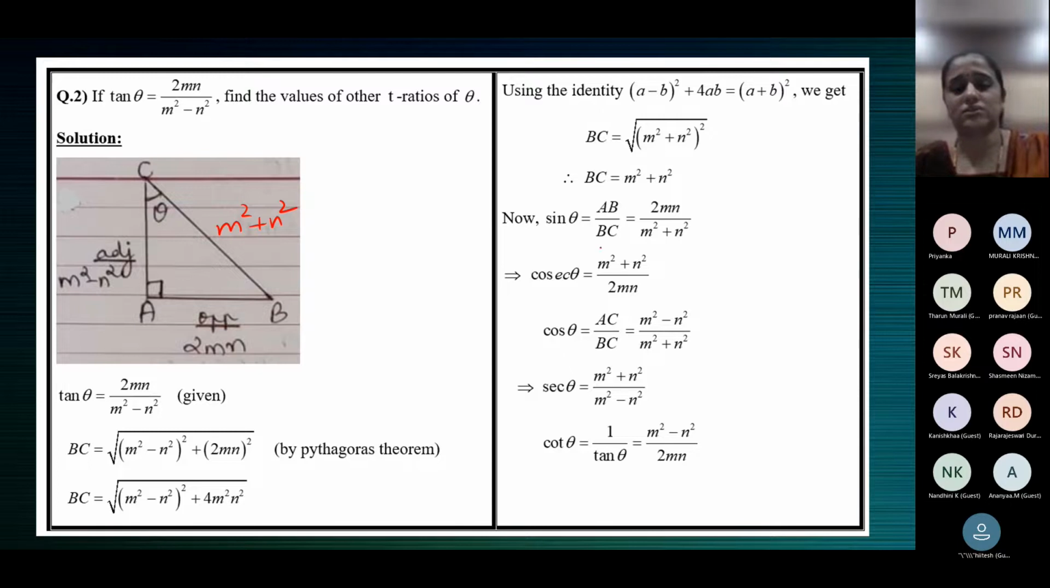Now find the other t ratios. Sine theta is opposite by hypotenuse. Once you find sine theta, you can find cosecant theta, the reciprocal of this one. Cos theta is adjacent by hypotenuse. Once you find cos theta, its reciprocal is secant theta. And cot theta is 1 by tan theta, the reciprocal of tan theta.